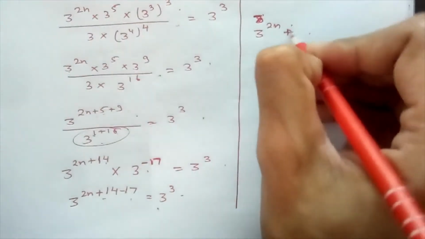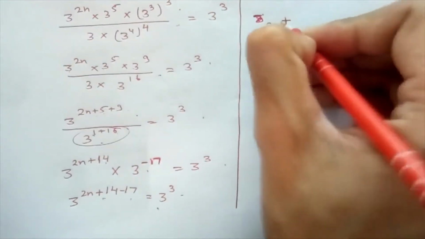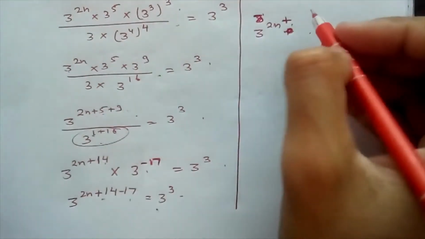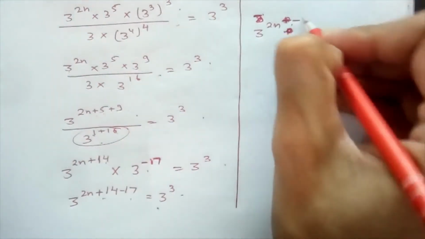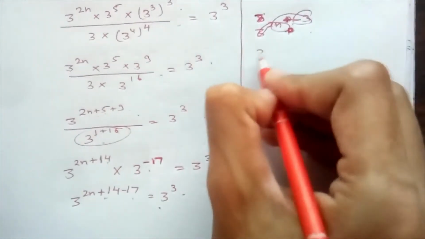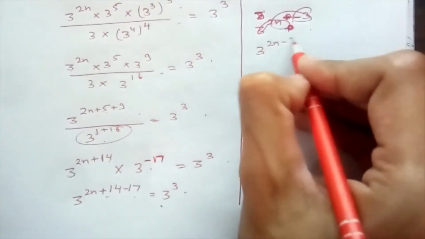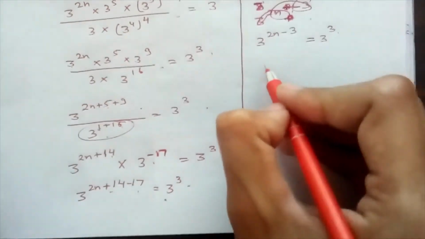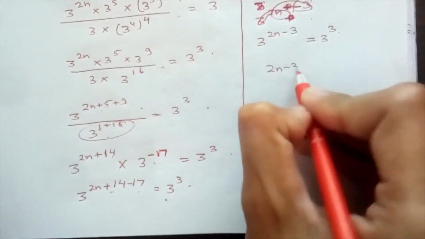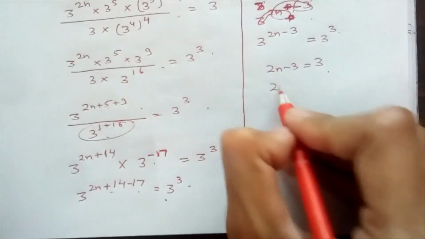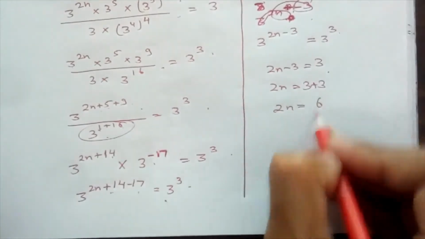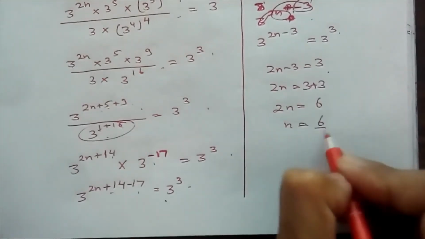What is 14 minus 17? I'm getting confused. 14, 15, 16, 17, it's 3. Okay, it will be minus 3. Let's clearly write it. 2n minus 3 equal to 3 to the power 3. 2n minus 3 is equal to 3. 2n is equal to 3 plus 3. 2n is equal to 6. n is equal to 6 by 2, which is 3.